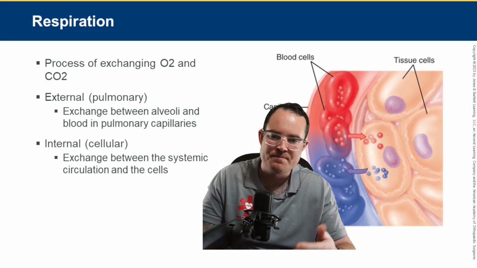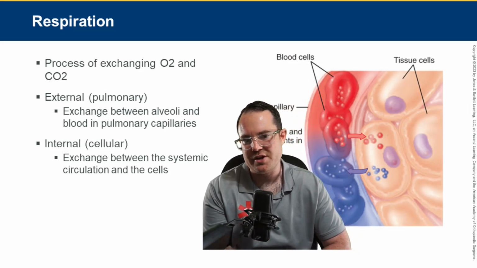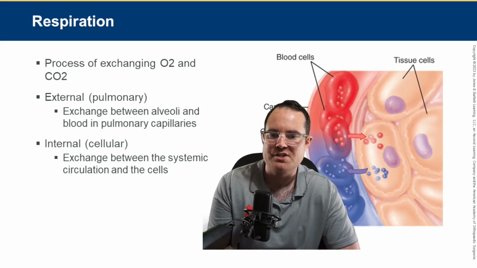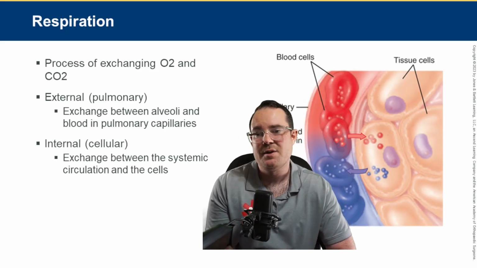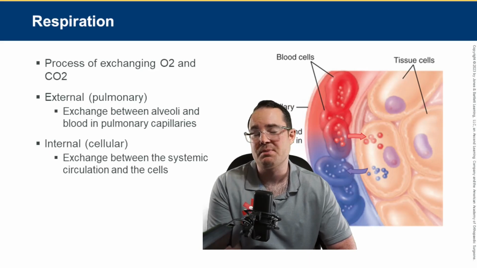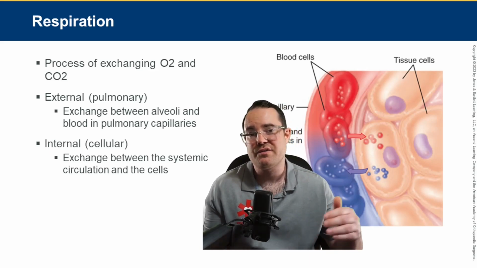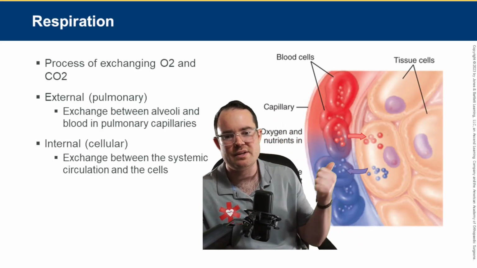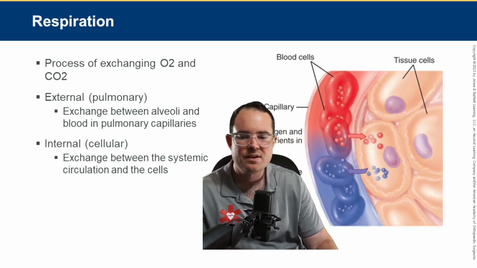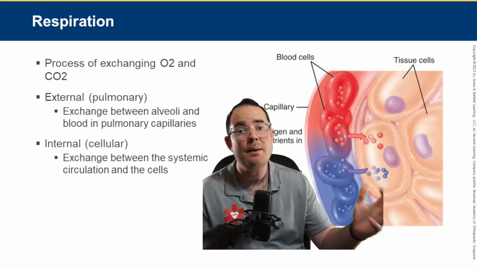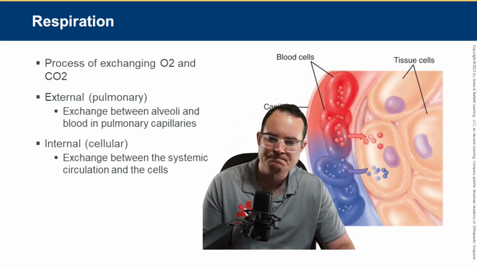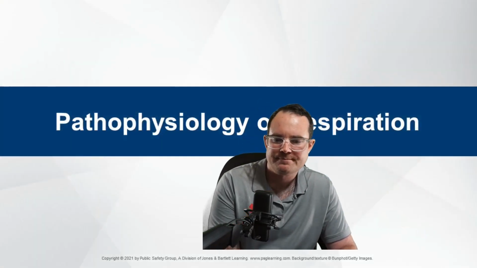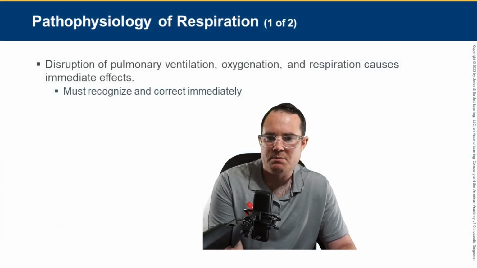that process. Internal or cellular respiration is the exchange between the systemic circulation and cells. Remember, these cells, through something called diffusion, allow for carbon dioxide to hop off the cells. That's kind of what this photo over here is showing, and oxygen to hop onto the hemoglobin. Let's talk a little bit more about that.